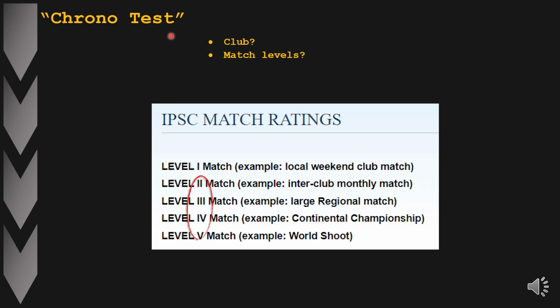Rarely do you see them at level 1 or club matches. At level 2 and especially level 3 and more matches, there's not only equipment tests and checks, but also chrono base, in which shooters just before or during the match are being requested to do a chrono test to verify that the declared power factor is actually the actual power factor that they use.